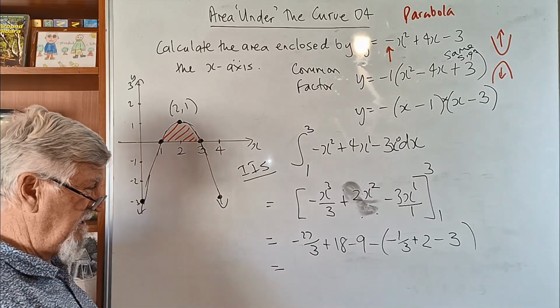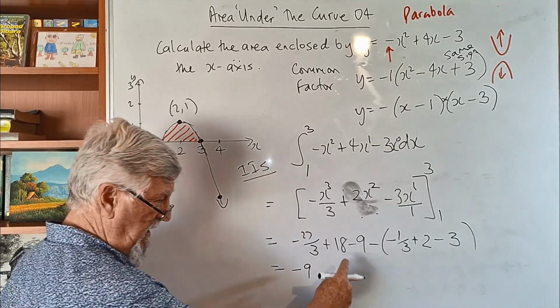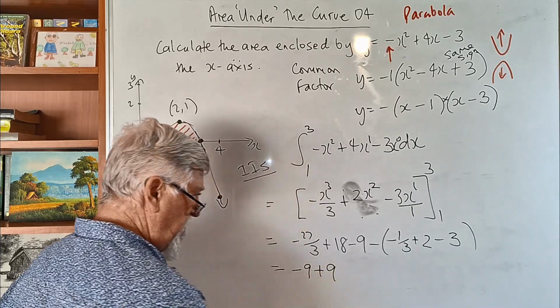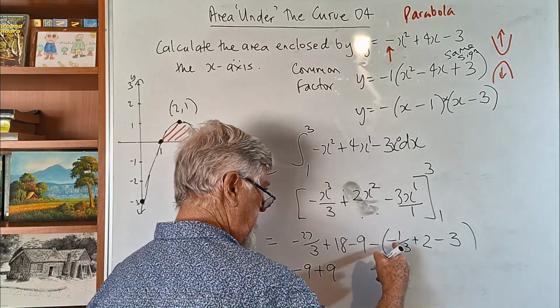I'm going to shortcut a little bit. 3 into 27 is 9, so I've got minus 9. I've got 18 take 9 is plus 9, so interesting part, they eliminate each other. Really interesting. And now I've got the minus of minus 1/3.